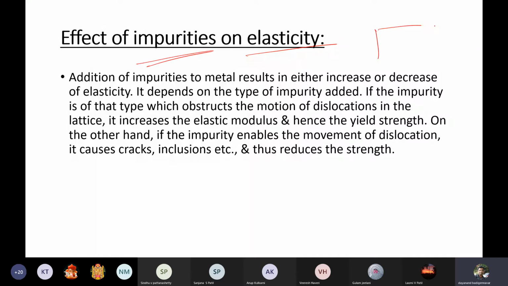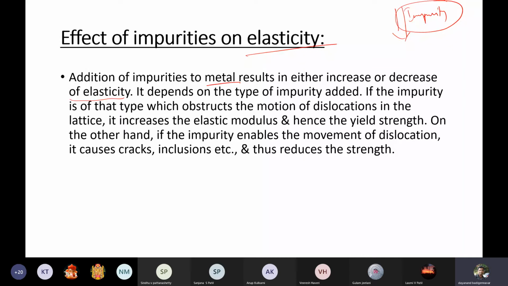So if I have an elastic material and it is having some impurity, ಅದಕ್ಕೆ ನಾವು impurity ಹಾಕಿದ್ರೆ ಏನಾಗ್ತದ? So when you add impurity to the material, okay, the elasticity either may increase or decrease. It depends upon the type of impurity that we are adding. Okay, keep in mind, addition of metal results either in increase or decrease of elasticity when we add an impurity in the form of a metal.